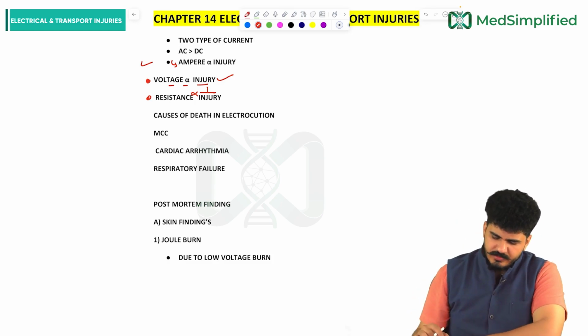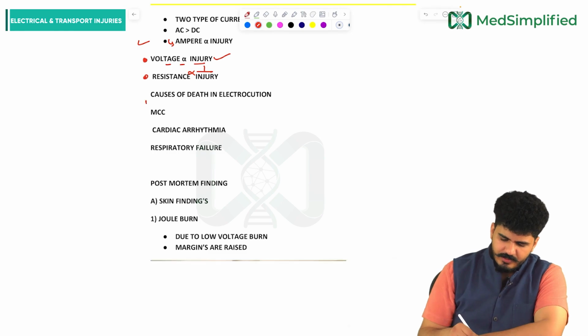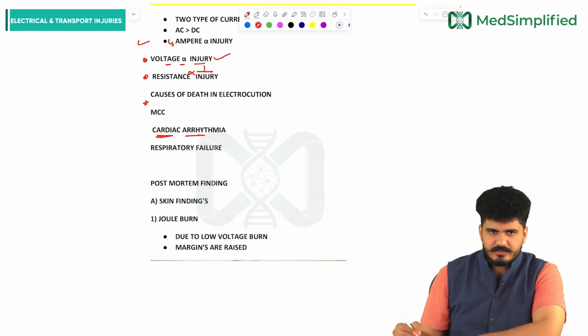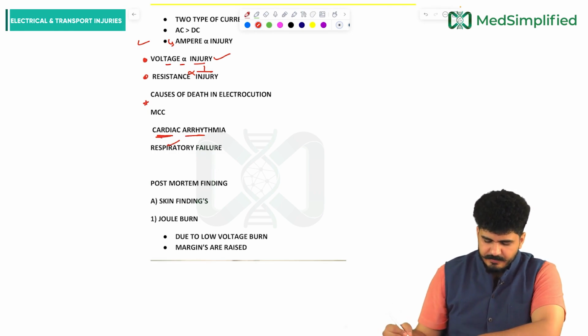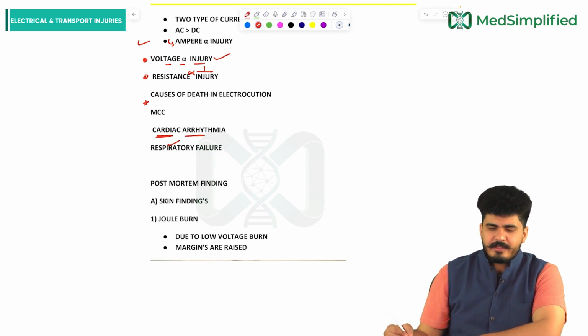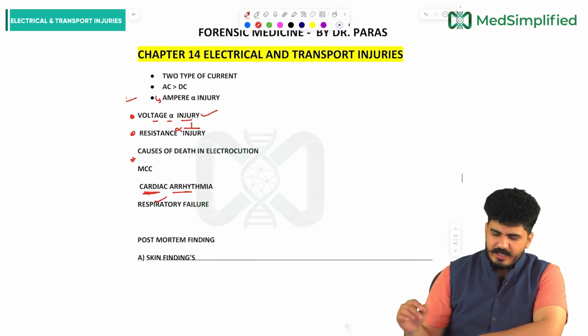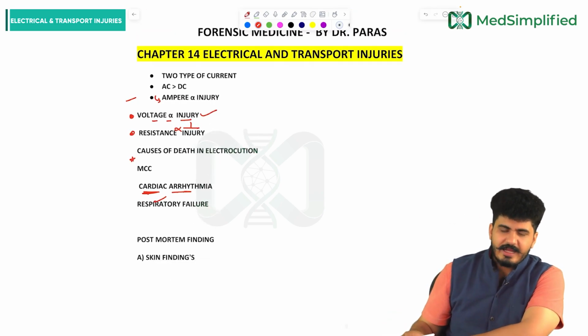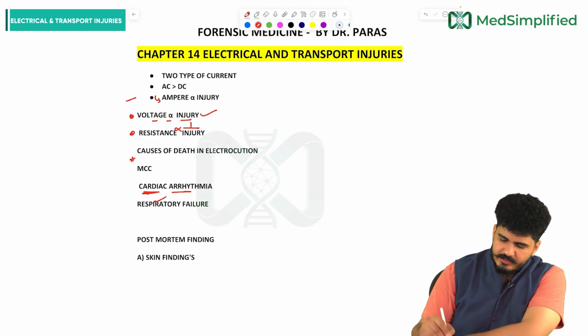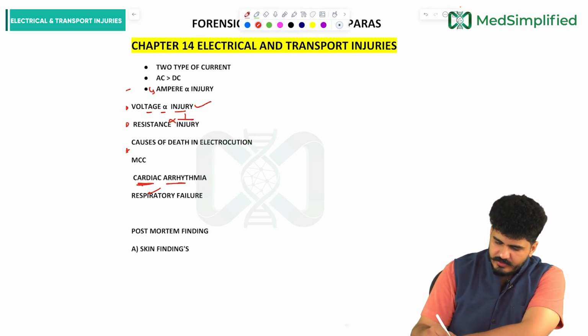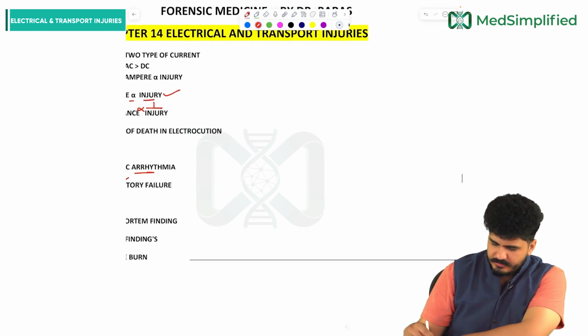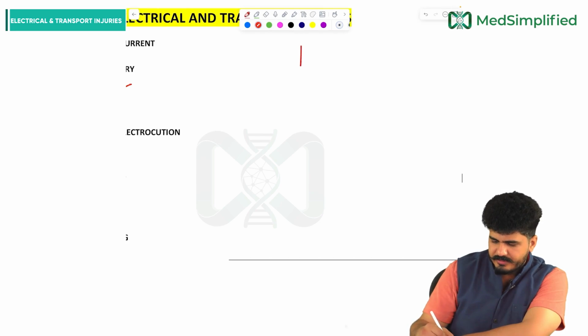Now, what are the causes of death in electrocution? The moment there is an electrical injury, the cause of death can be electrical arrhythmias, the most common cause, and respiratory failure can also occur. If there is an electrical injury, there will be an entry point and an exit point. So let's draw the table. According to the entry and exit point, we'll see the cause of death.